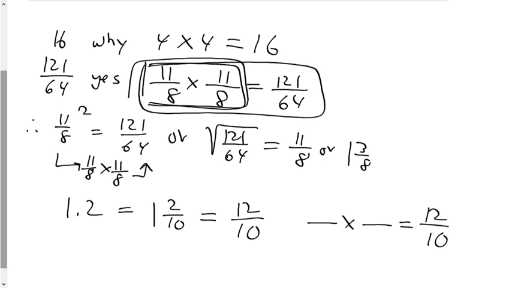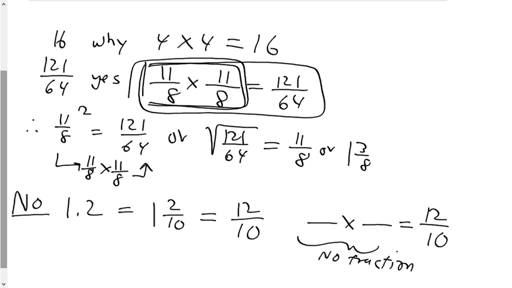What times what is 12? There is no number that multiplies. 6 plus 6 is 12. But there is no number that multiplies by itself to get you 12. Likewise, there is no number that multiplies by itself to get you 10. So therefore, 1.2 is not a perfect square because there is no fraction that multiplies by itself to get you 12 over 10. Does that make sense to everybody?